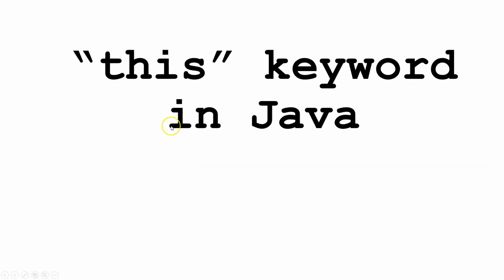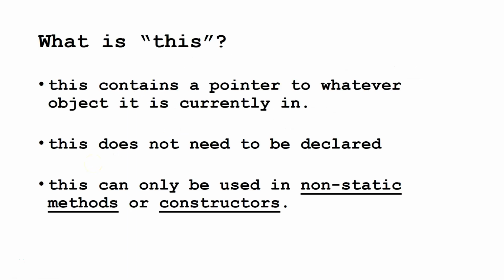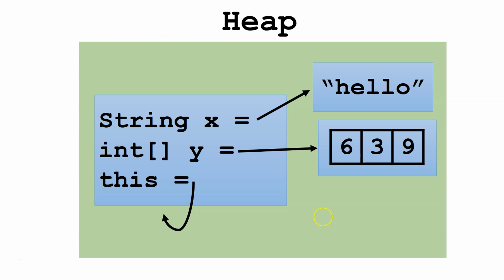We're going to talk about the this keyword in Java. So what is the this keyword? This contains a pointer to whatever object this is currently in. This, even though it acts kind of like a variable, does not need to be declared. Also, this can only be used in either non-static methods or constructors. So let's look at it.